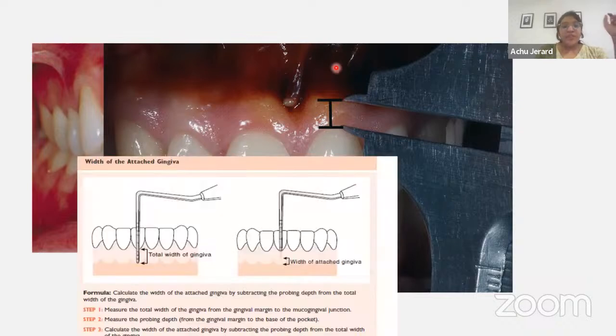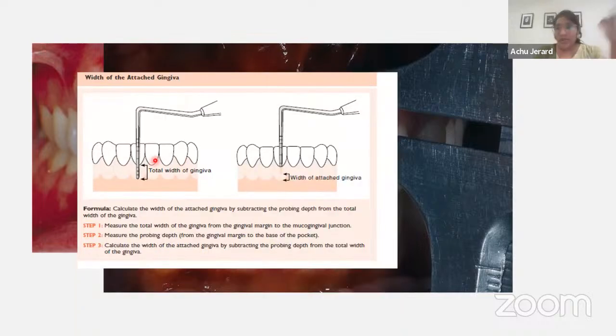And then there is the clinical method by which you can use a periodontal probe and calculate the width of attached gingiva. While calculating, first you need to identify the mucogingival junction. Once it is identified, from the crest of the margin to the mucogingival junction, you have to take a measurement and then subtract the probing depth from that measurement. That will give you the width of attached gingiva.